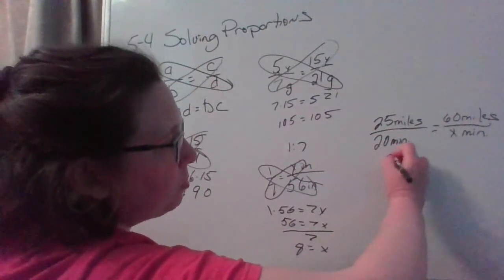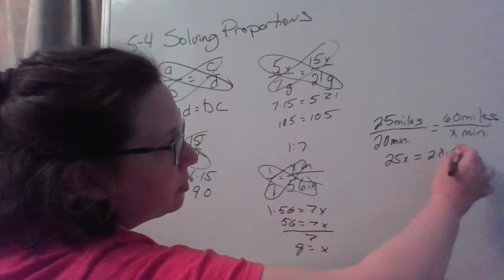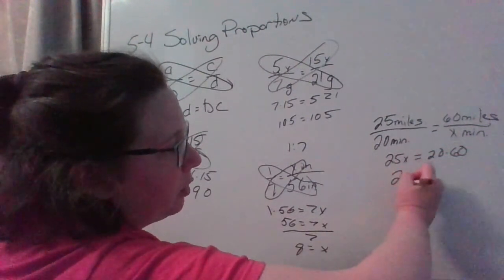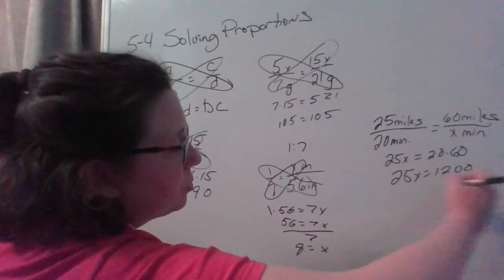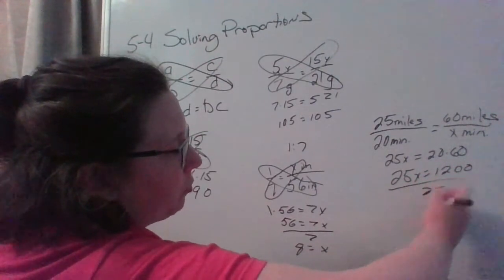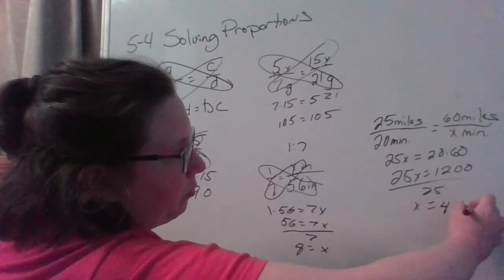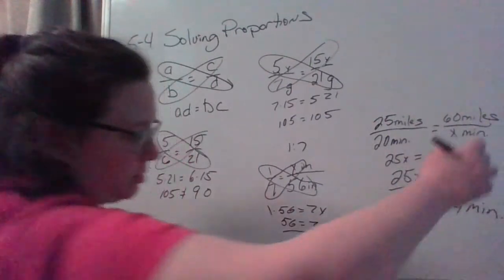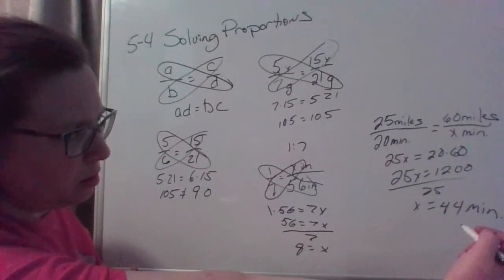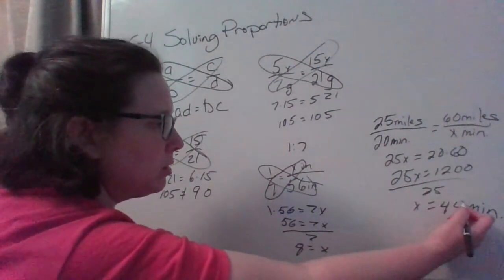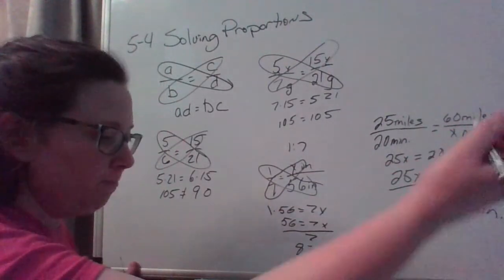So if we cross multiply here, we are going to get this. And then if we multiply that out, we're going to have 1,200. And then we divide by 25. And we would get 48 minutes. So it's going to take that helicopter 48 minutes to get to that fire.